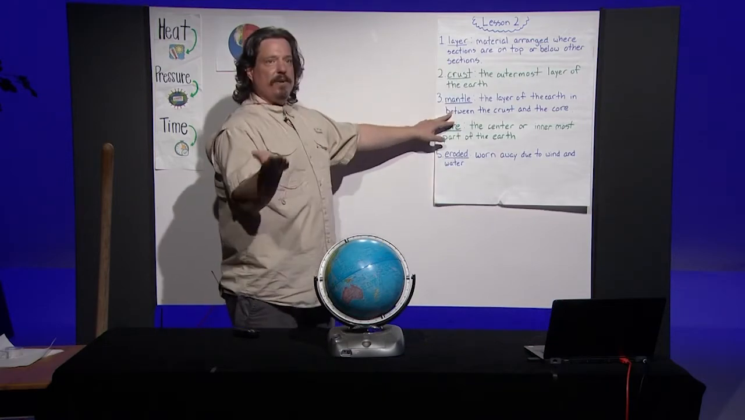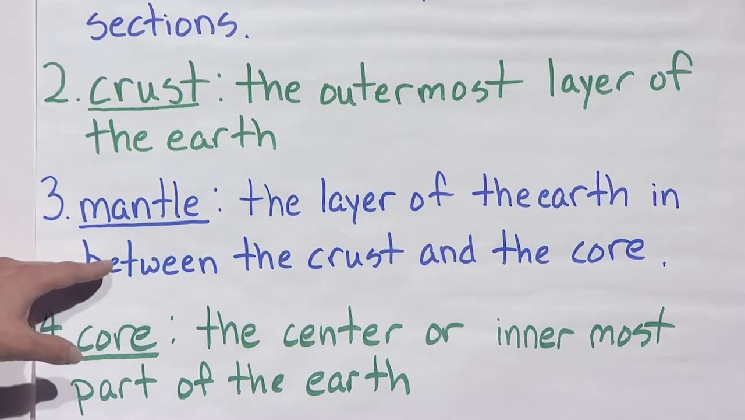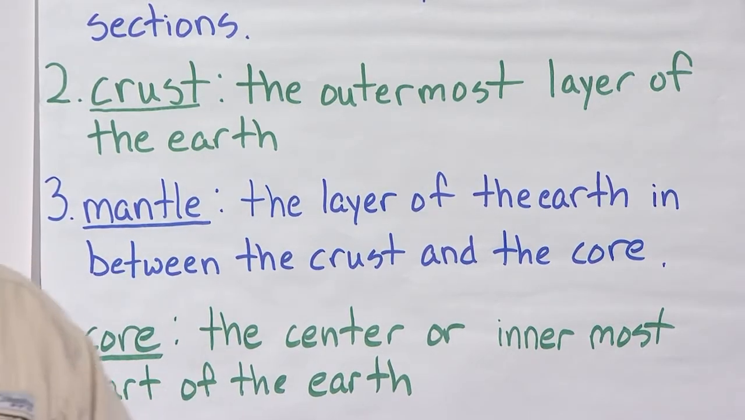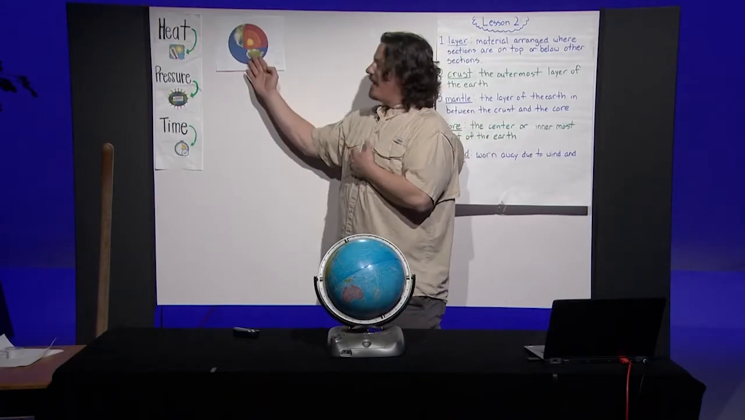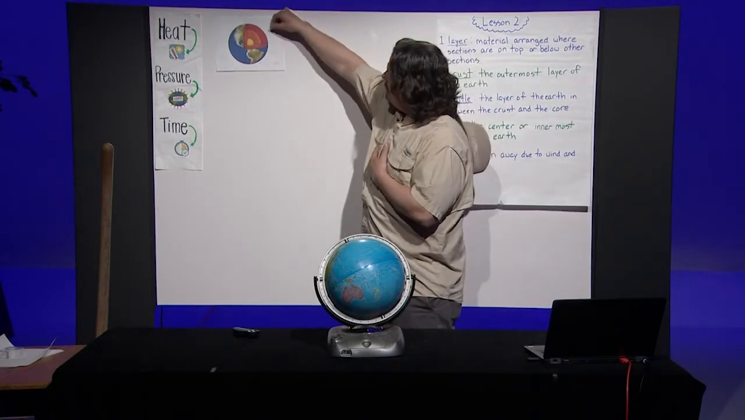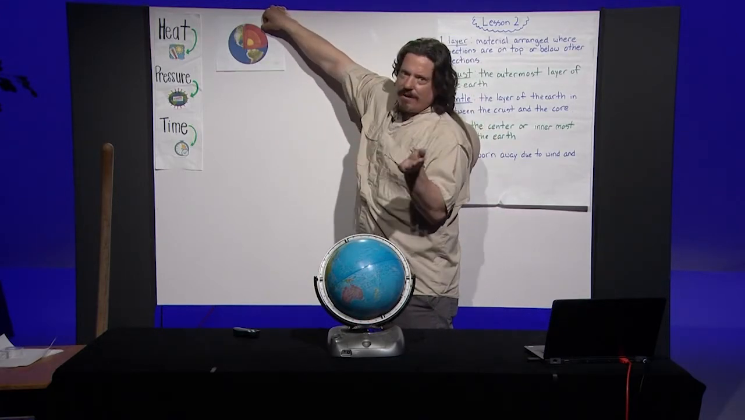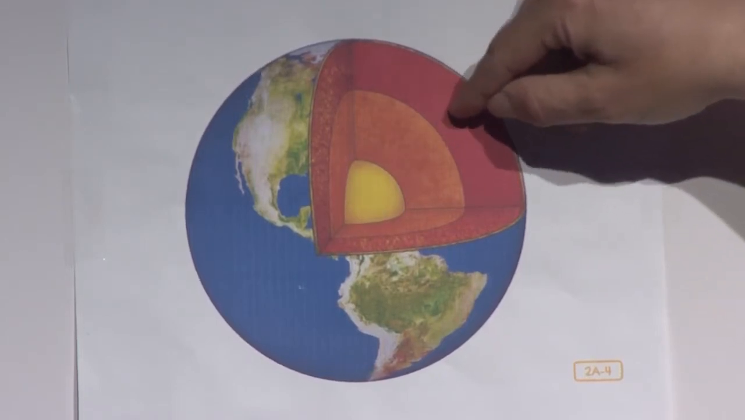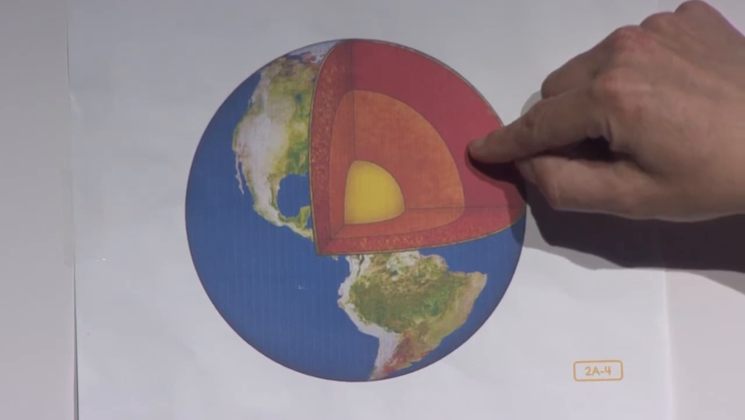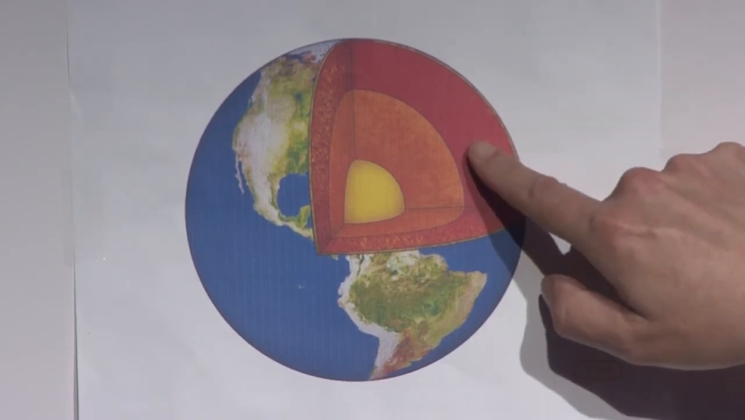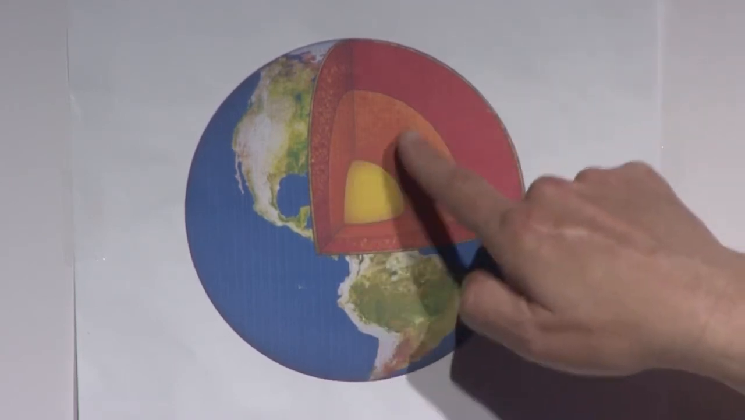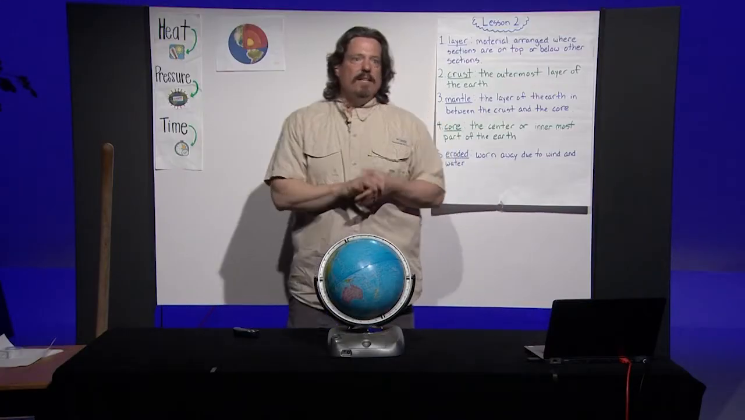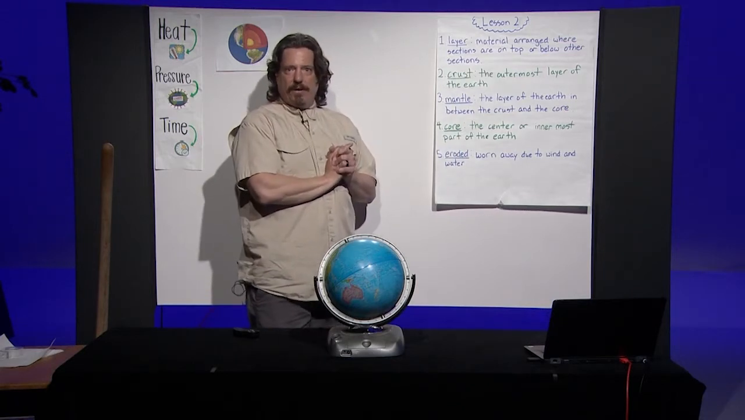Now, as we go deeper into the earth, we encounter another layer called the mantle. The mantle is the layer of the earth that comes in between the crust and the core. So if we look back at our picture, we can see the crust is this very thin layer that's right here on the outside. And as we go one layer in, this reddish brown layer, that is Earth's mantle. The Earth's mantle is in between the crust and the core, and the mantle actually takes up most of the Earth.